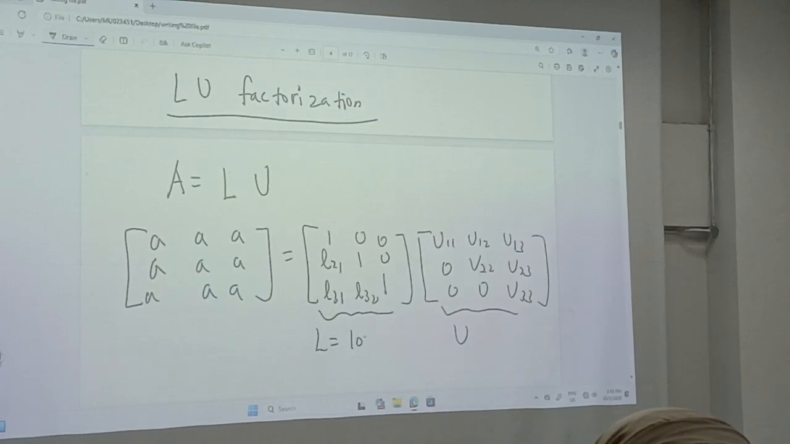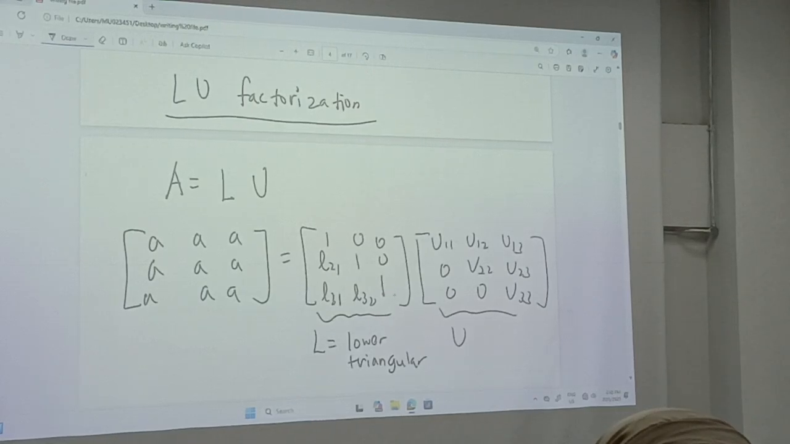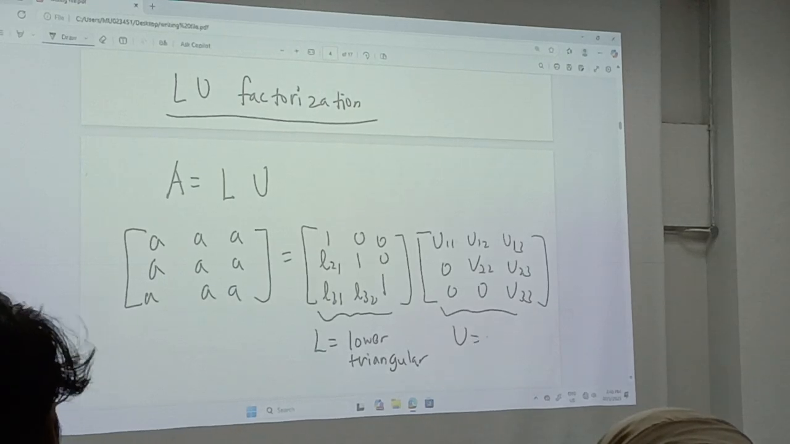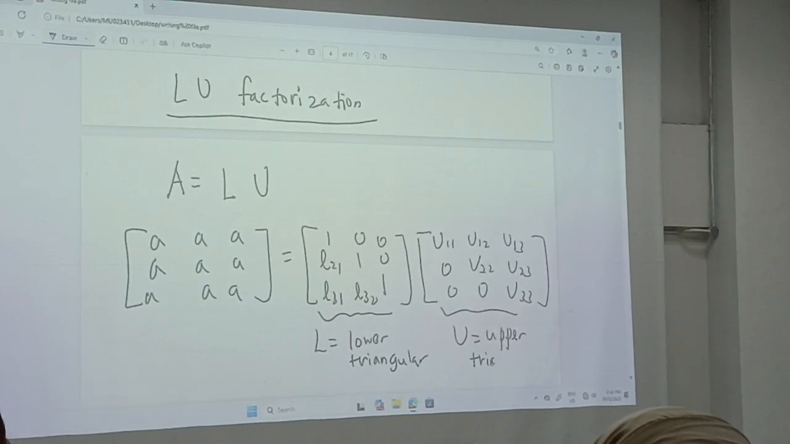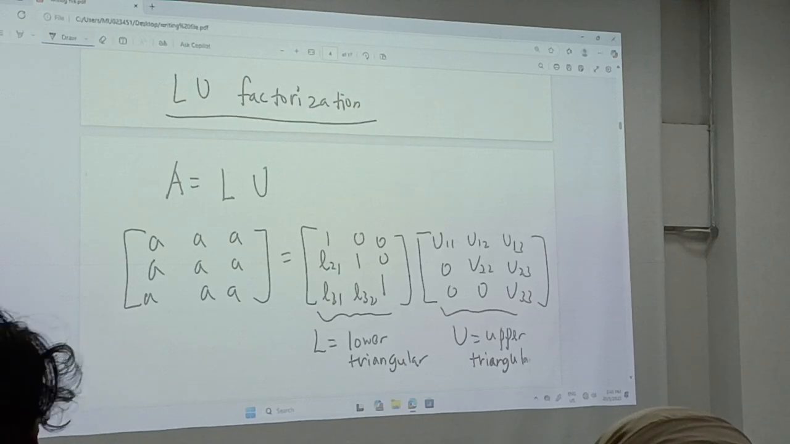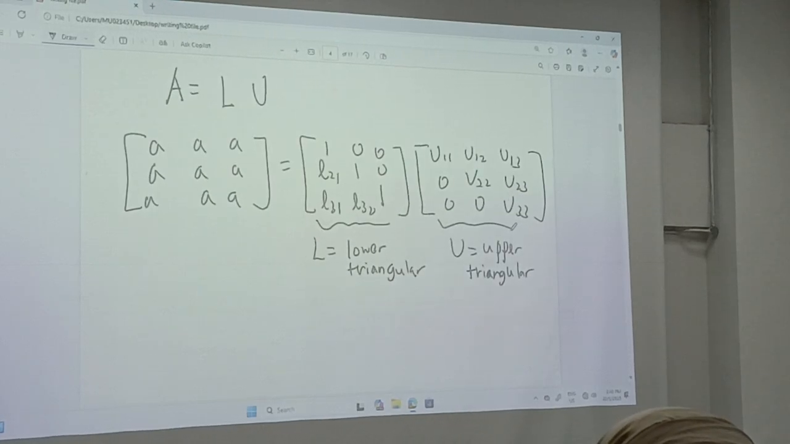So what does L stand for, right? L stands for lower triangular. Okay, the triangle is on the lower side, right? Can you see that? This is a triangle. U stands for upper triangular. So the triangle is on the upper side. So this matrix L is lower triangular.